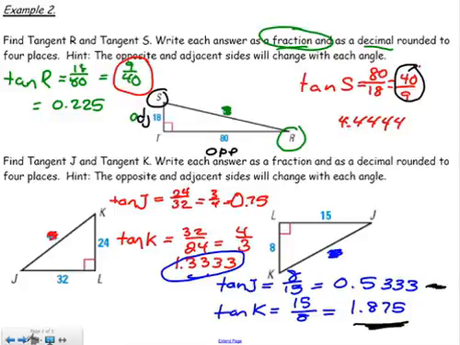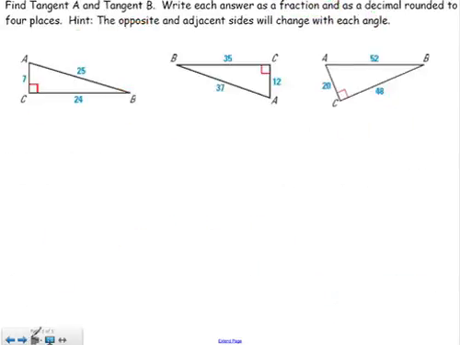Okay, moving on. It says find the tangent of A, find the tangent of B. Write your actual answers as fractions and as decimals as needed. This will be a good opportunity for you to pause and work these problems out on your own. It's a good idea to just try these problems out as we go on. Welcome back. I'm going to actually write these out for you.